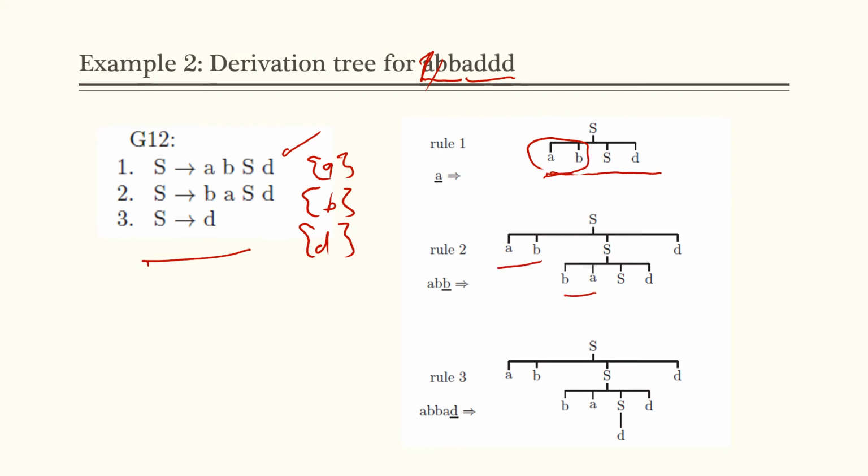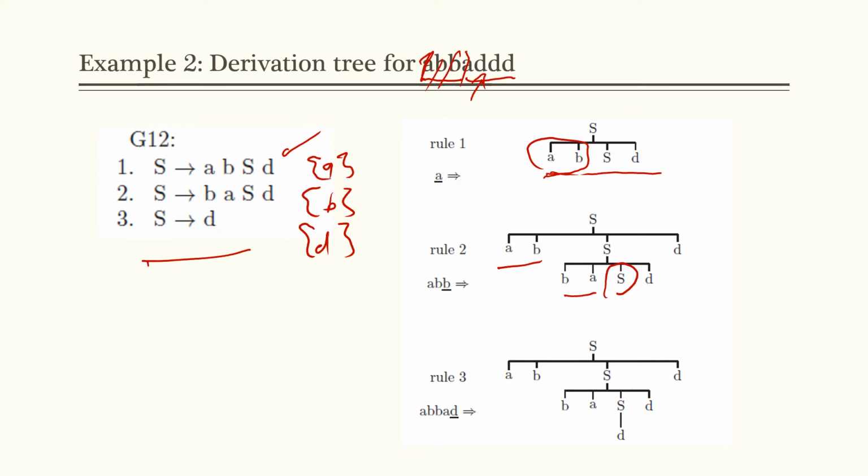and BA. Okay, so we cross B and cross A as well. So the next non-terminal here is S. Which rules do we want to use for the next derivation? It depends on the next input string that we want. The next string is D. So we look into this rule.